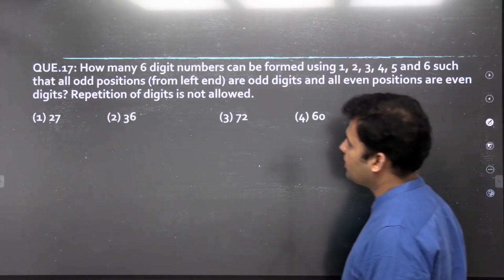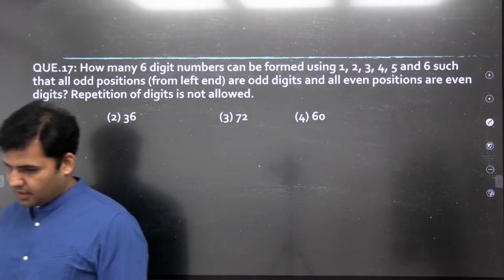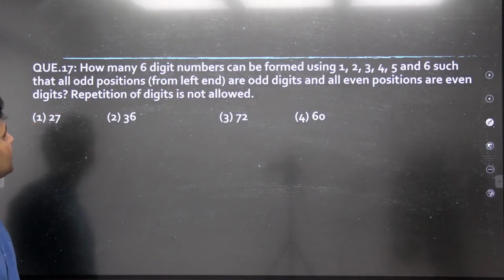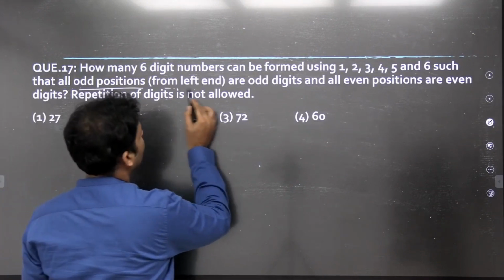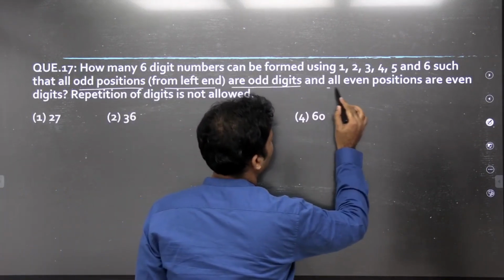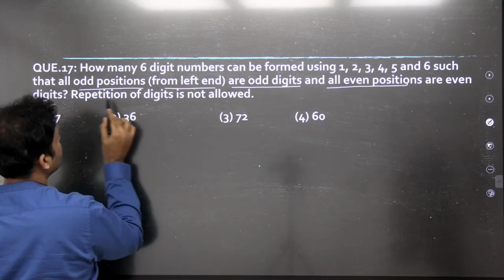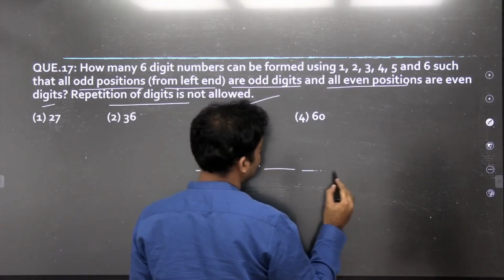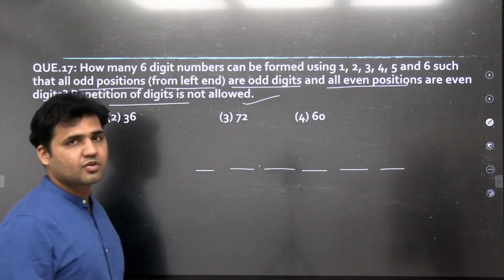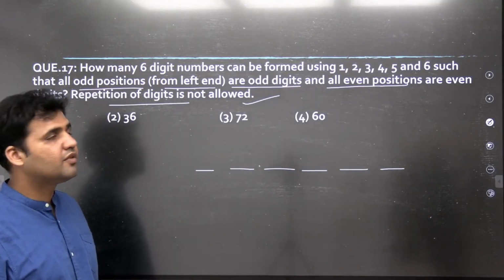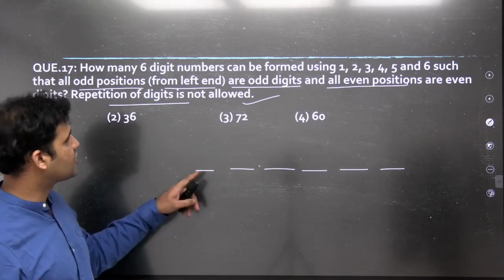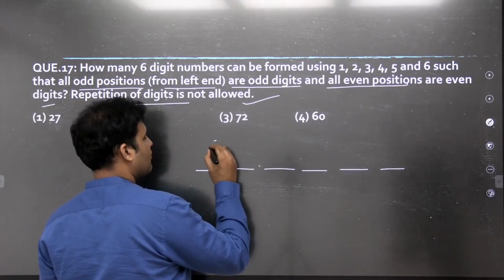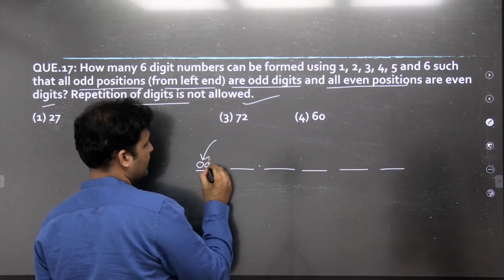Moving ahead to question number 17, how many 6-digit numbers can be formed using 1, 2, 3, 4, 5 and 6 such that all odd positions from the left hand are odd digits and all even positions are even digits. Repetition of digits is not allowed. So I have to use only these 6 digits, either 1, 2, 3, 4, 5 and 6, such that all odd positions are odd digits. Now this is position number 1, that means this is an odd position.